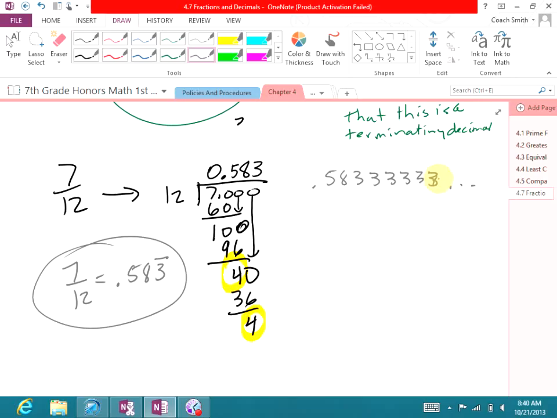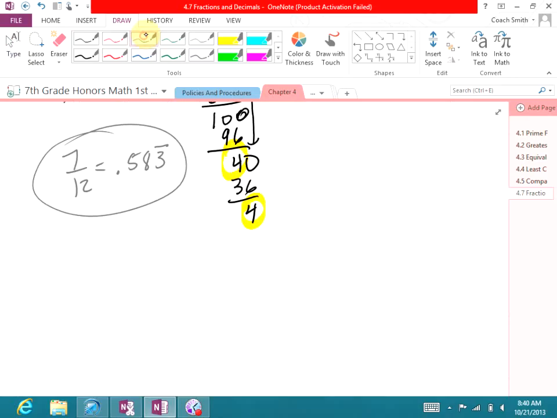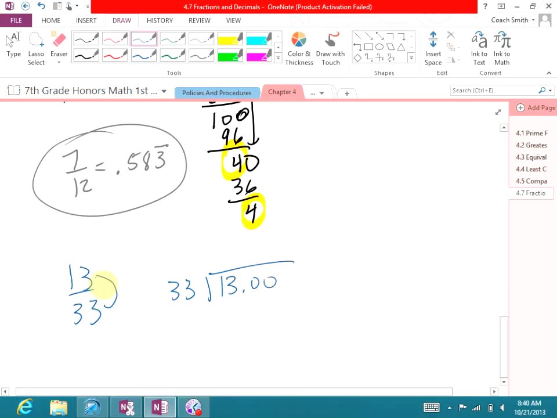Yeah, okay, there's one. All right. 13/33. Let's do this one. 13/33. So that means 33 into 13. Okay, it's always bottom into top number. Regardless of what the top number is, regardless of what the bottom number is, it's always denominator into the numerator. Okay, so now, obviously 33 doesn't go into 13, so I put a 0.